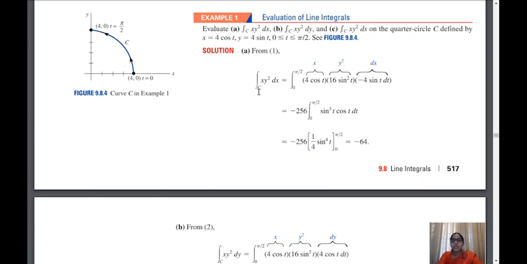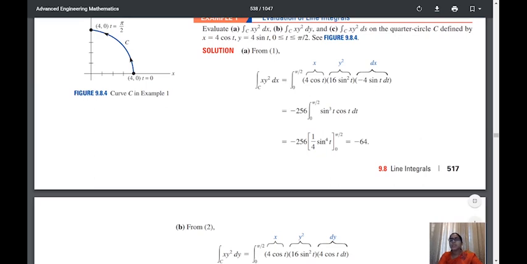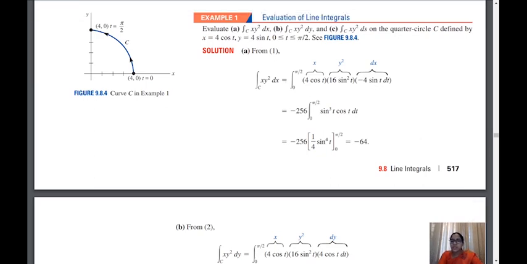So what will be the integral over C of x y square dx? The variation of t, that is integral 0 to pi by 2, 4 cos t times 16 sin square t, that is y square. Square of 4 sin t is 16 sin square t, into minus 4 sin t dt, that is dx will be replaced by minus 4 sin t into dt. So you can take the constants out, that is 16 into 16, that is minus 256, integral 0 to pi by 2 of sin cube t into cos t.